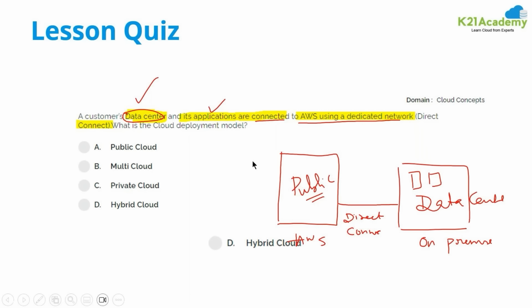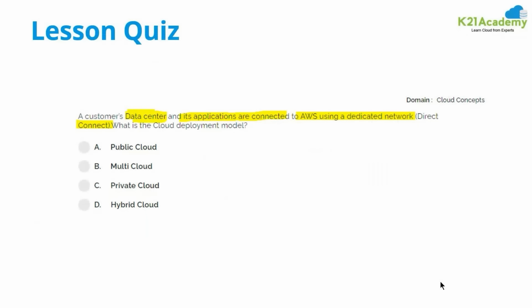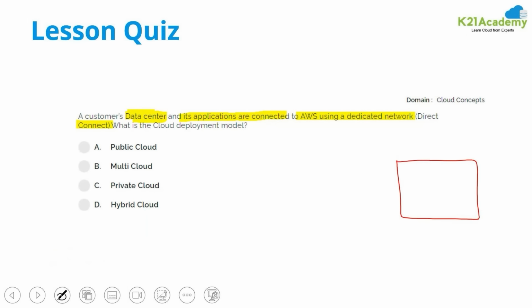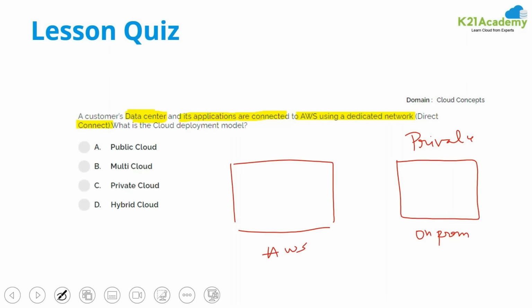So answer is hybrid cloud, because see it's very simple. It was on-premise data center of customer, which is actually private to the customer, communicating with the AWS cloud, which I said is public. So when public is communicating with private via any method, whether it is over internet or it is via direct connect, public and private, that means it is hybrid.